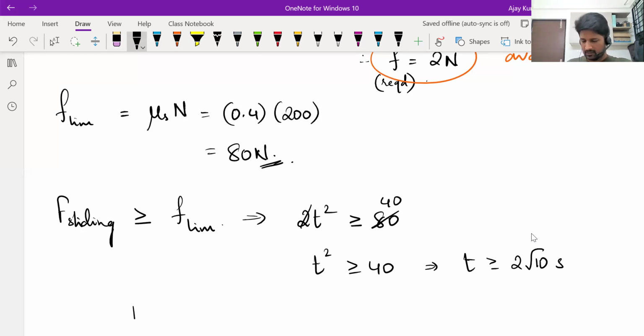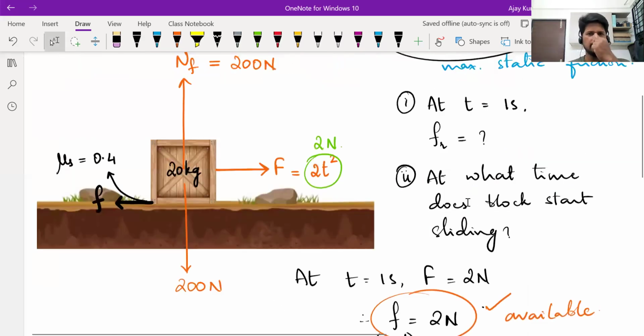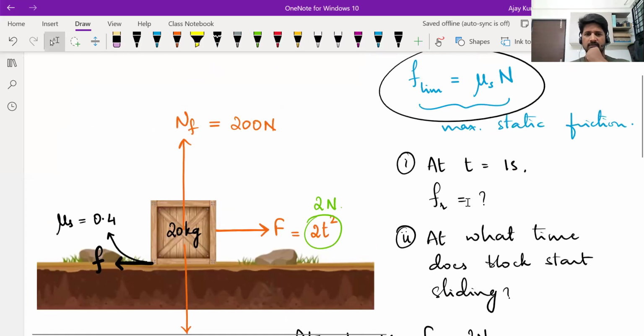So at t equal to 2 root 10 seconds, the block starts sliding. Is this clear to all of you? Any doubts in this? The question was about when the block starts sliding. So you have to think what is trying to make the block slide, what is trying to prevent it from sliding. When what is trying to make it slide is stronger than what prevents it from sliding, it will definitely slide.